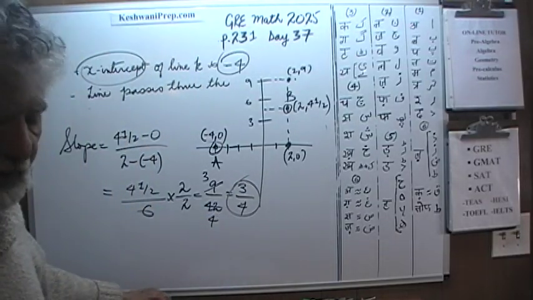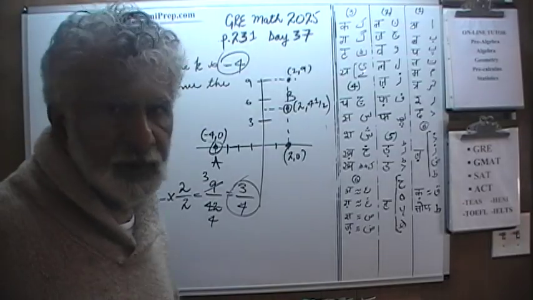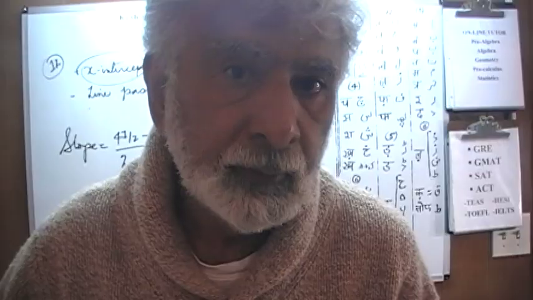The slope of the line that we are interested in, the line K, is simply 3/4.